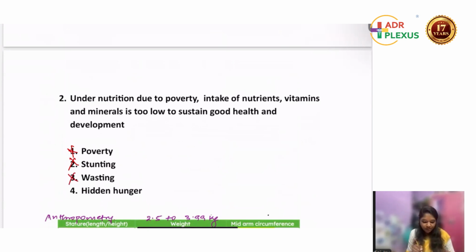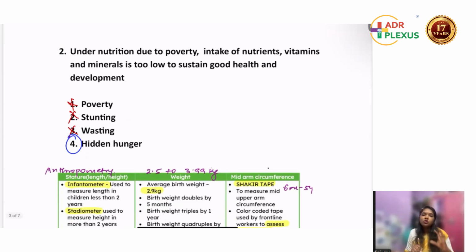So what we are left with is nothing but hidden hunger. What is hidden hunger actually? Hidden hunger is when the nutrition demands are not met. Though the child is eating a quantity of food, the quality of the food or the quality of the nutrients is not enough to maintain good health. That is called hidden hunger. So the answer for this is hidden hunger.